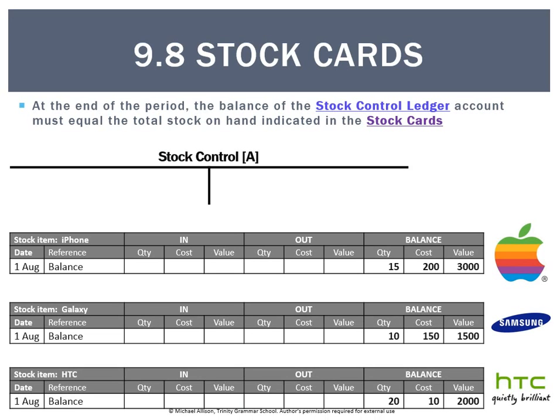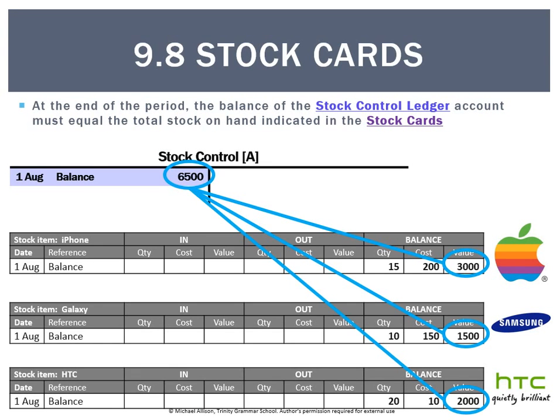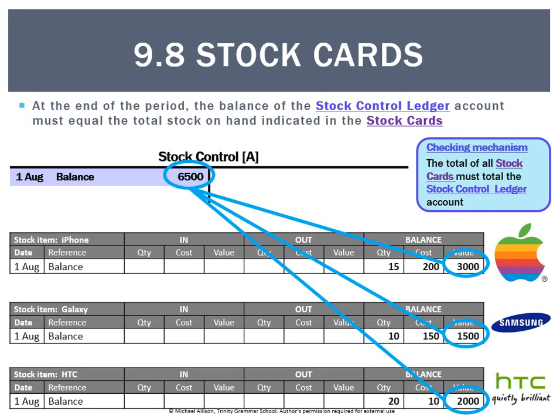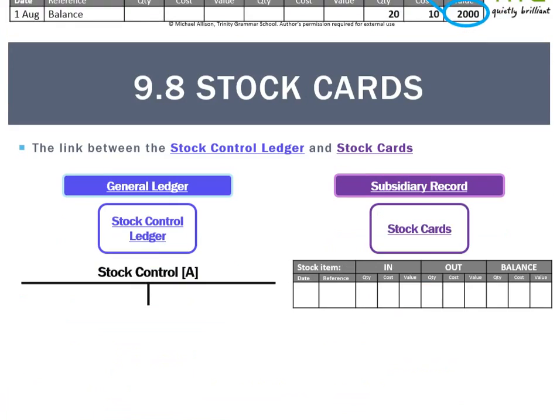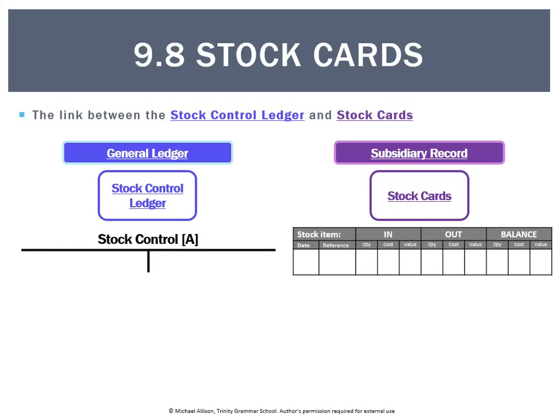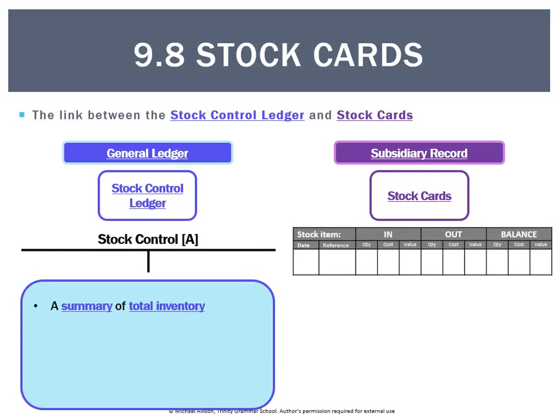How does it look in terms of the control account system? Well, what we should have at the end of the period is a balance in stock control that matches up to the total of the stock cards. So in this case, we add up the total of all iPhones, Galaxies and HTCs. That comes to $6,500. That works as a checking mechanism. So we've got a record between the general ledger and the subsidiary accounts that checks to make sure there's no errors present. And we kind of looked at this with debtors, so we want a summary in the general ledger in stock control, just of how much stock we have.